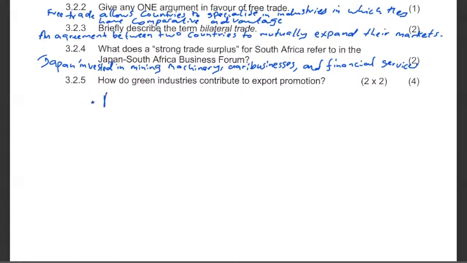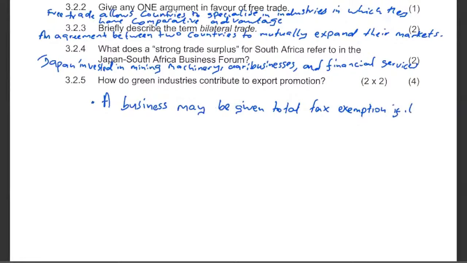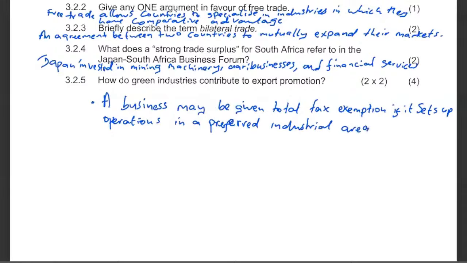So now we are saying that a business may be given total tax exemption if it sets up operations in a preferred industrial area.